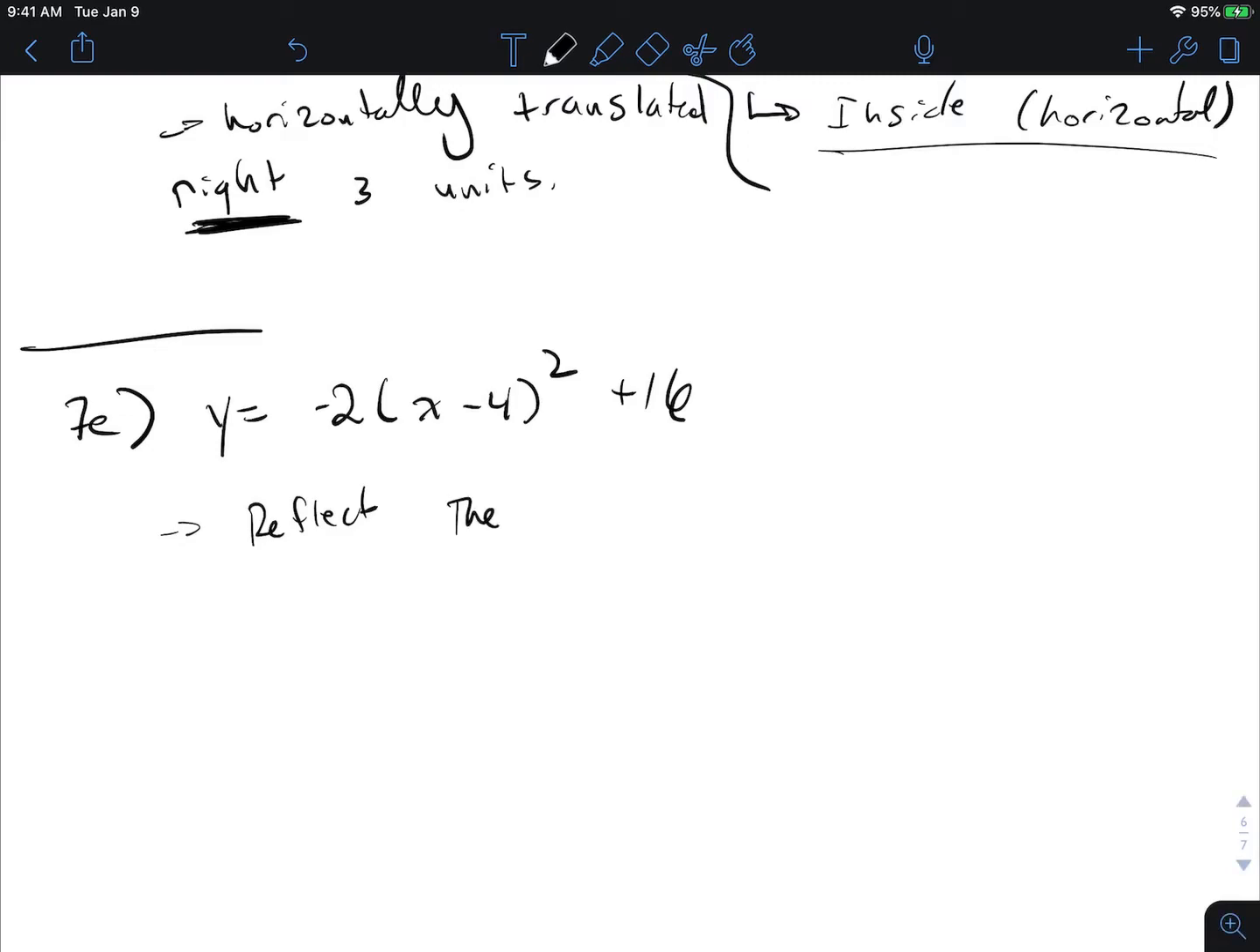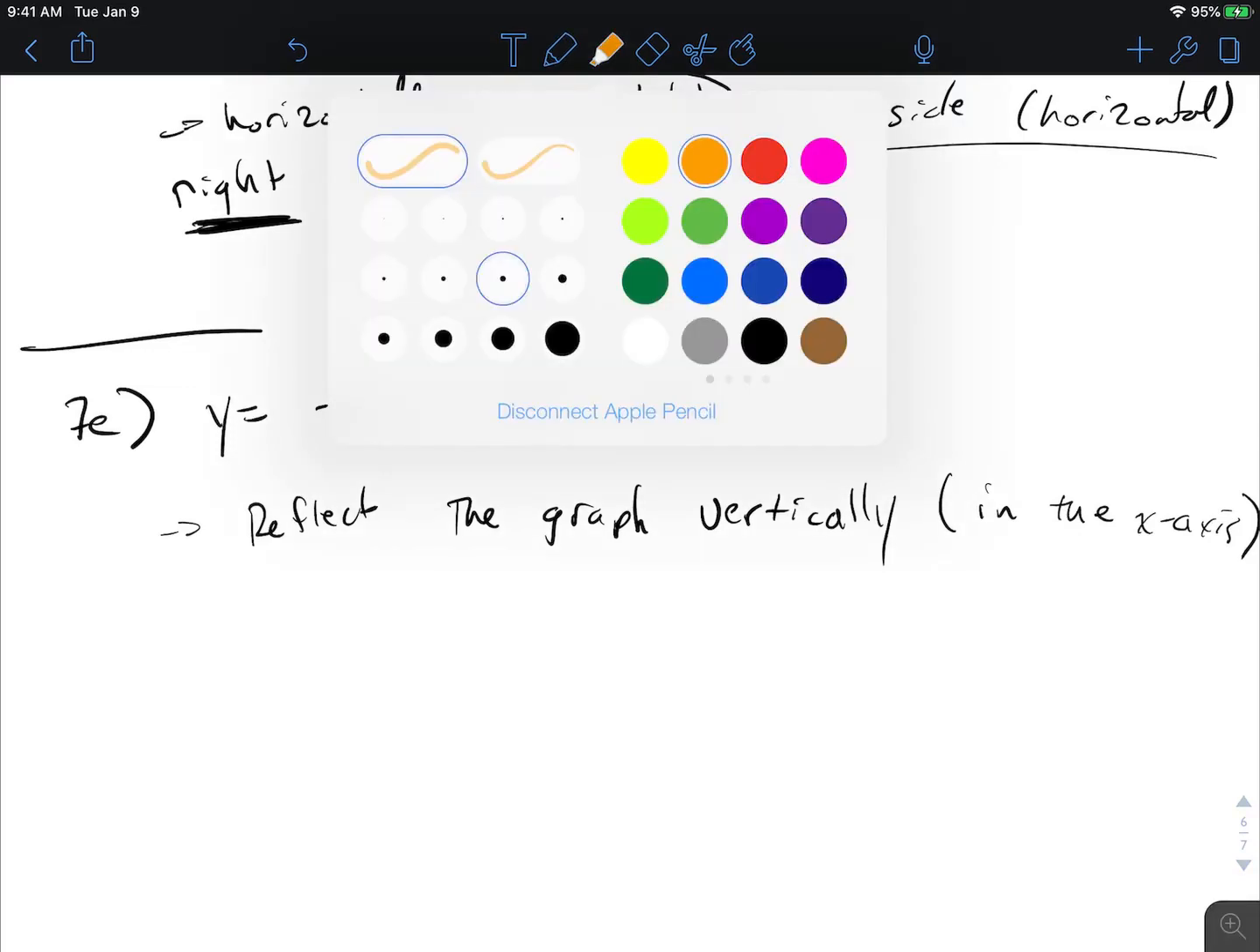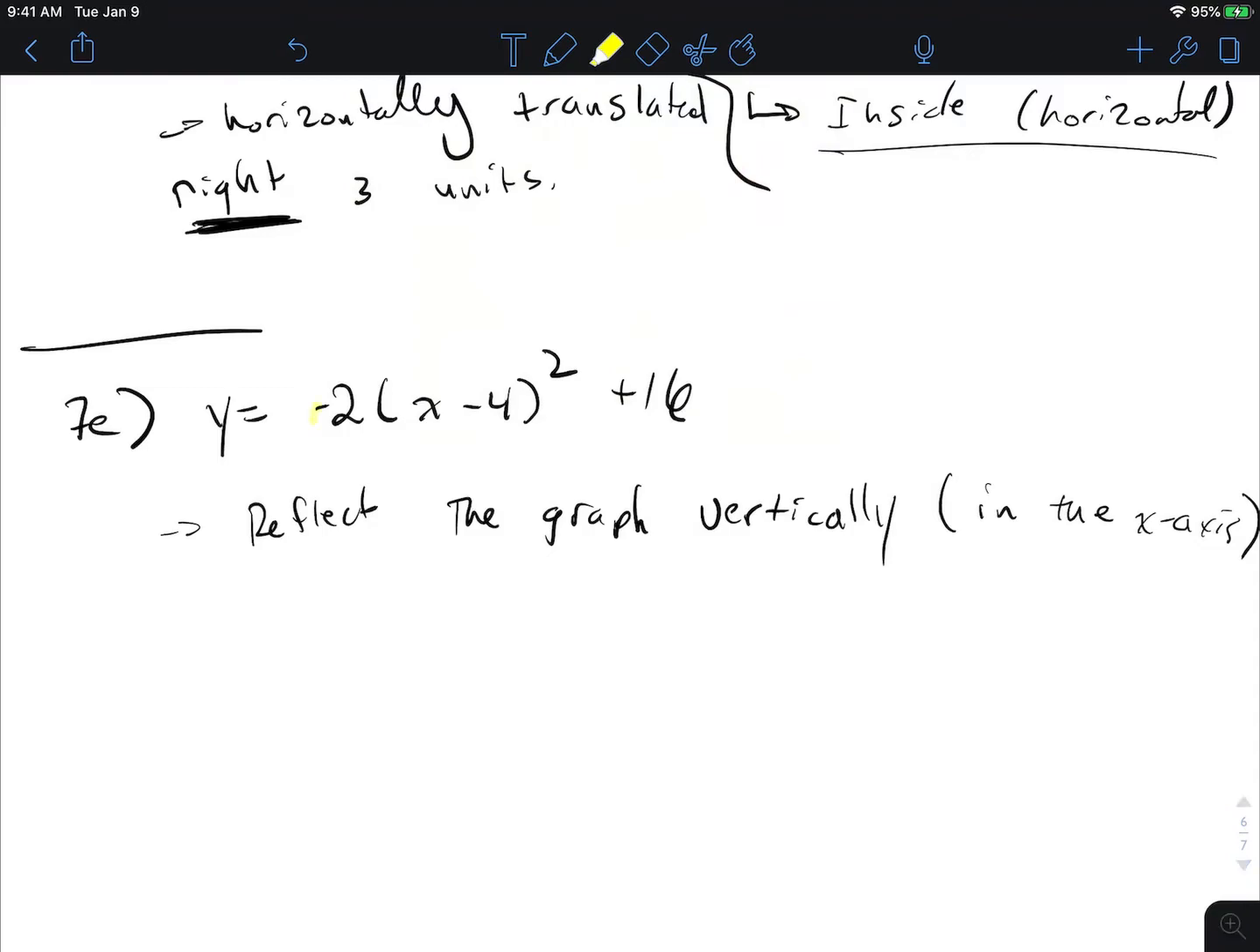So then the negative out front implies that we're going to reflect the graph vertically, or you could say in the x-axis, right? That's from the negative, so I'll color code this, and this is basically like if you go watch the other video that I have up there, the other video kind of color codes everything too, right? And I'll just do this, so I think it's nice.